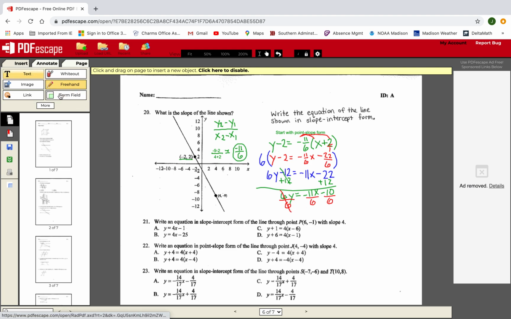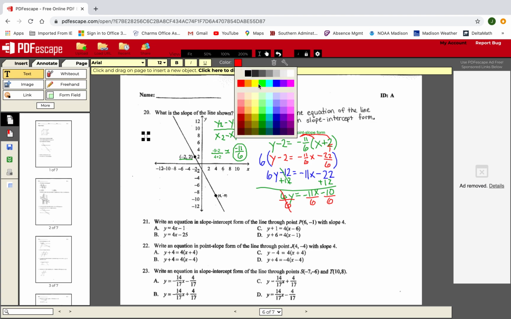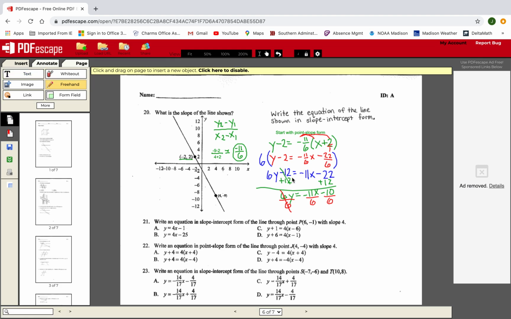Okay, so I'm just going to circle our answer in slope-intercept form here in a different color so that it really stands out for you, okay? I'm not sure what's going on with that box there. Okay. All right, so then our slope-intercept form of our equation is y equals negative 11 over 6x minus 10 over 6. And you could reduce that 10 over 6 to, what, 5 over 3.